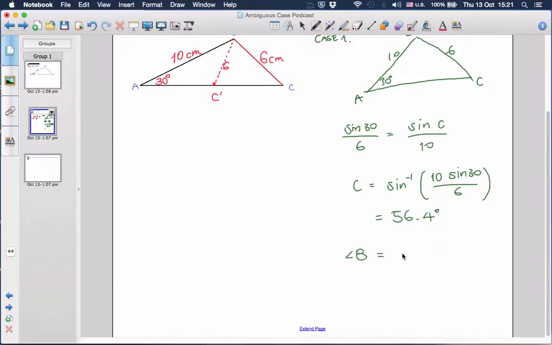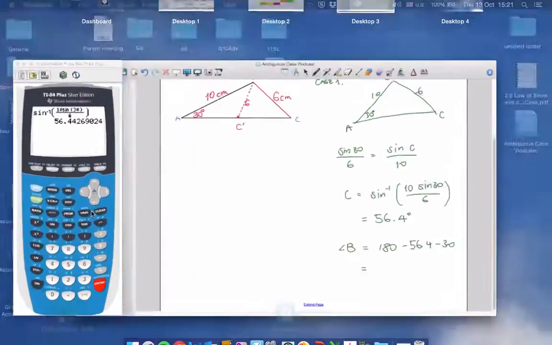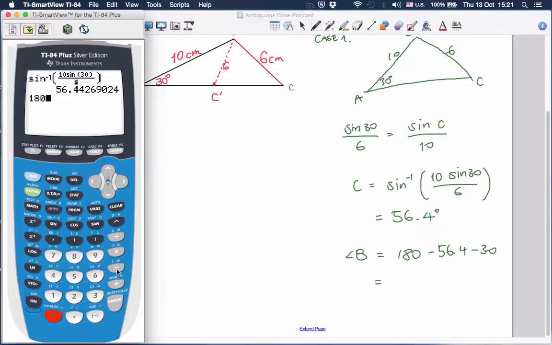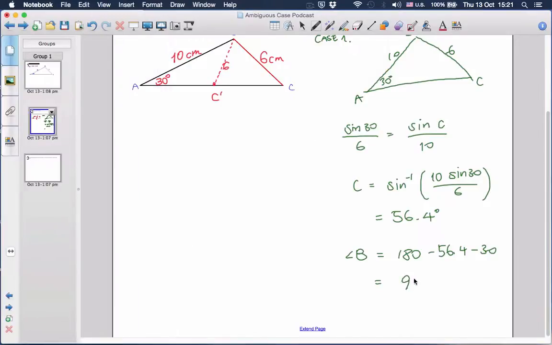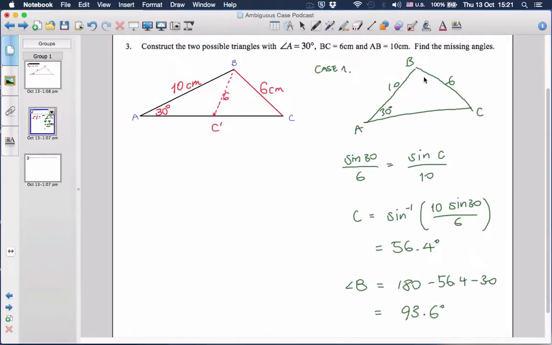And that'll make angle B, the measure of angle B, going to be 180 minus 56.4 minus 30. What is that? 180 minus 56.4 minus 30. That's going to be 93.6. So I found the missing two angles in case 1. In case 2, I am looking at this over here. Okay, that's my case 2.